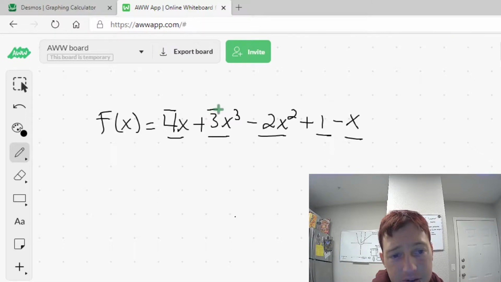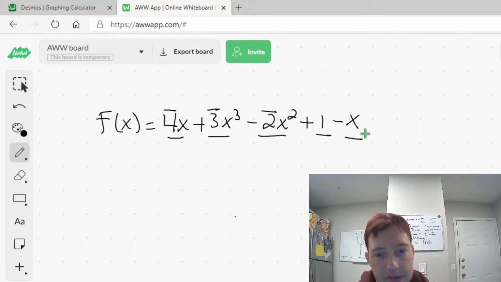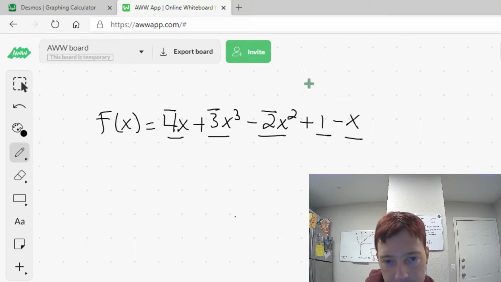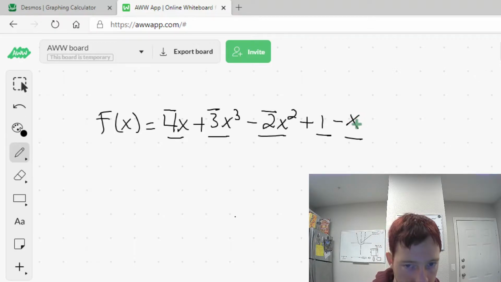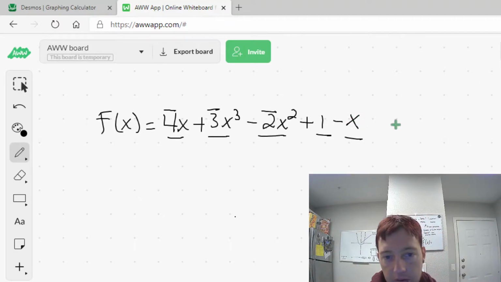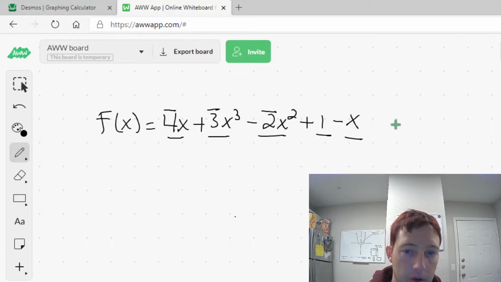In this case here, this 3. This 2. And there's an invisible -1 in front of that x, you can think, because it's minus x. So minus 1 times x. So there's a hidden 1 coefficient right there. And you know that from working with variables, that 1 times x is x.